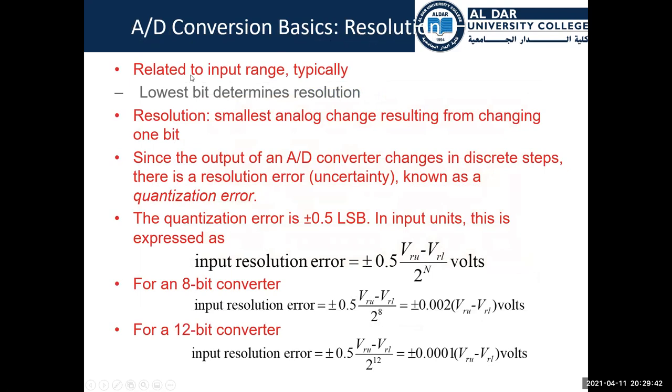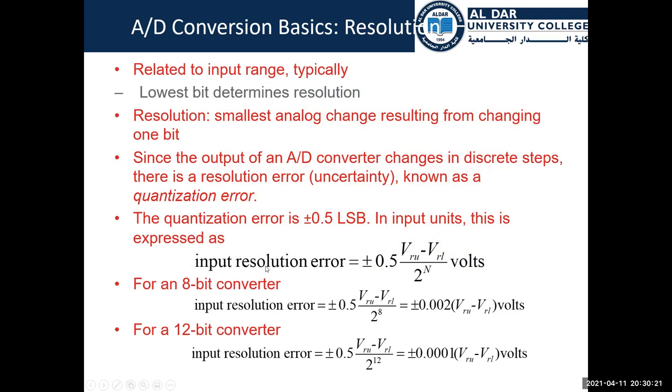The resolution, related to the input range, typically the lowest bit determines the resolution. Resolution is the smallest analog change resulting from changing one bit. This is the resolution: the small voltage that we need to change to have another level. Since the output of an analog to digital converter changes in discrete steps, there is a resolution error, an uncertainty known as quantization error. The quantization error is plus or minus 0.5 least significant bit in input units.